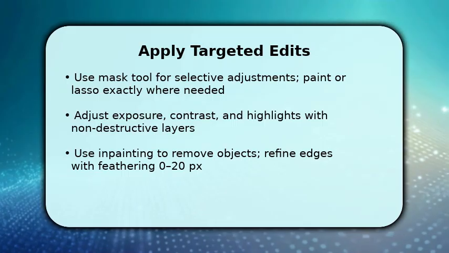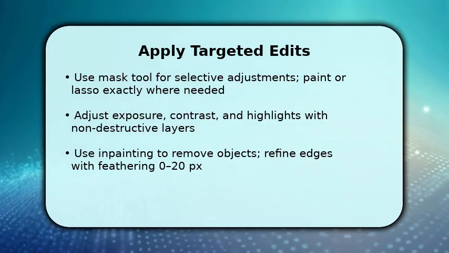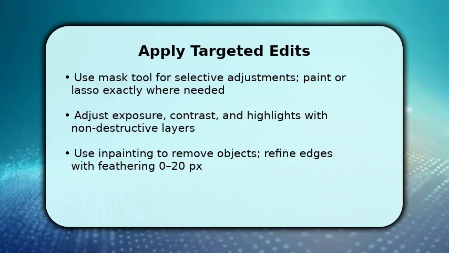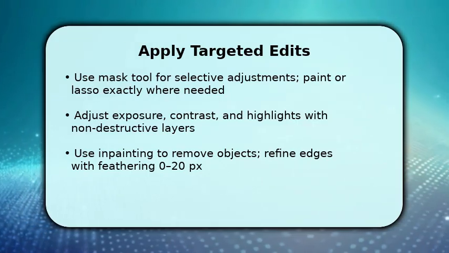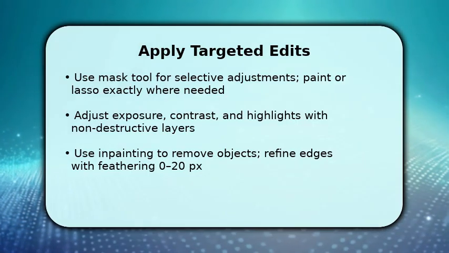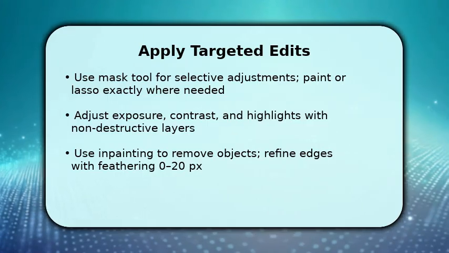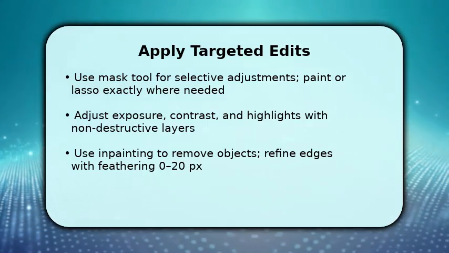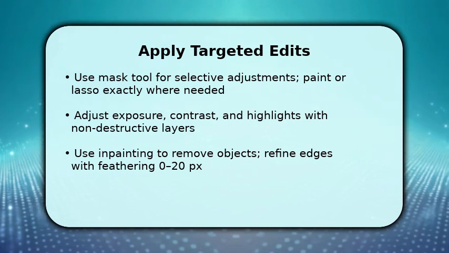Use the in-painting tool to remove distractions, then refine edges by feathering the mask between 0 and 20 pixels for smooth transitions. Make sure to toggle between before and after to judge progress. And if color shifts appear, add a selective color layer to correct them precisely.